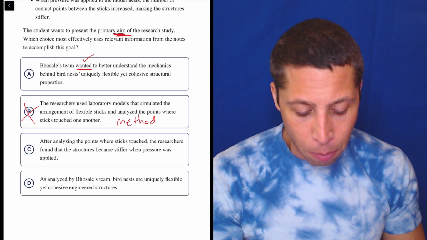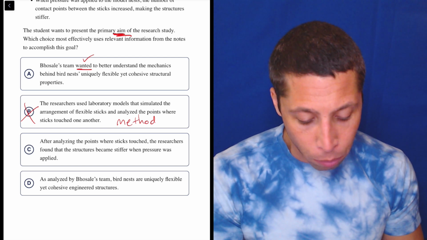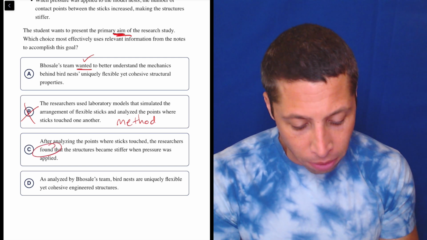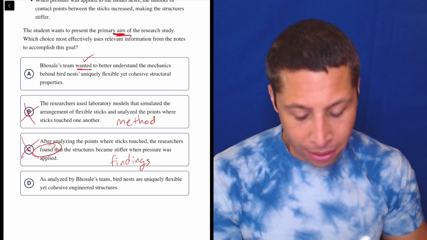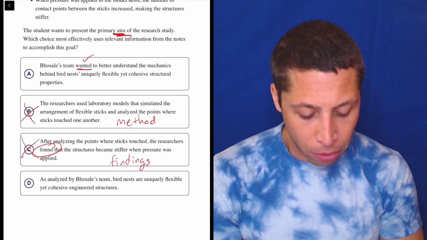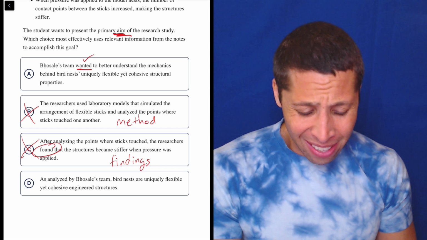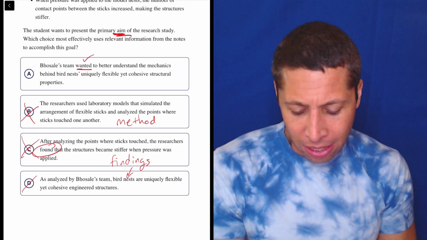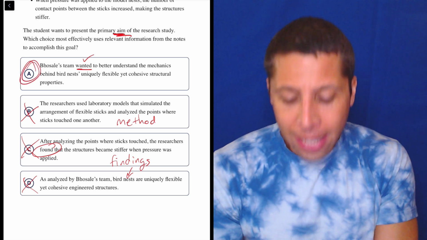C, after analyzing the points where sticks touched, the researchers found that the structures became stiffer when pressure was applied. Well, these are the findings of the study. These are the results. So no, we don't want that. D, as analyzed by both sales team, bird nests are uniquely flexible yet cohesive engineered structures. I guess that's also findings. I don't know, but it's certainly not the goal of the study. It sounds like some sort of results. So yeah, it's definitely A.